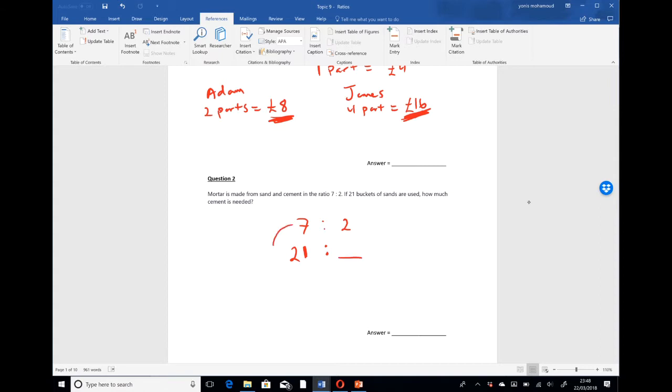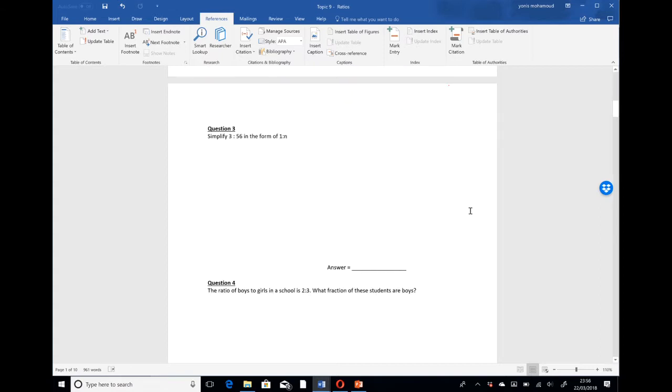Simple. We do 7 times what gives me 21, which is 3. What you did to that side, you have to do to the other side. So 2 times 3 equals 6. Okay, so let's go over question 3.